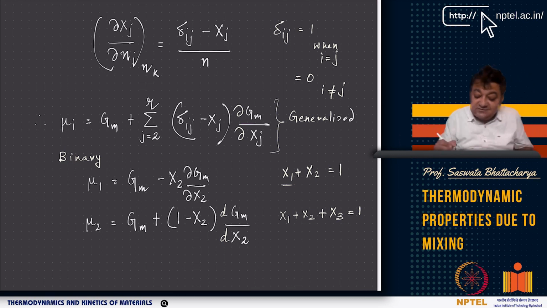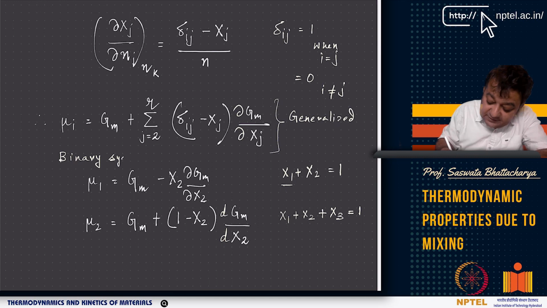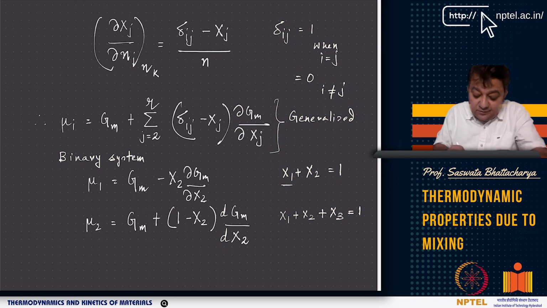Now if you have this generalized formula, then for a binary system, meaning containing two components, you write i equal to 1, so mu1 equals gm, and now j equal to 2 to r, so you have r equal to 2, right? You have two components only.